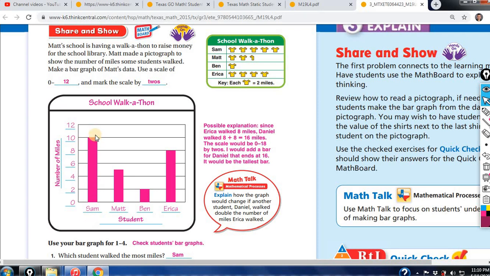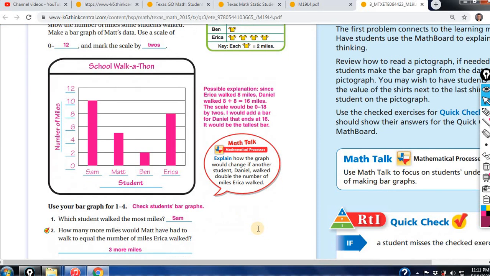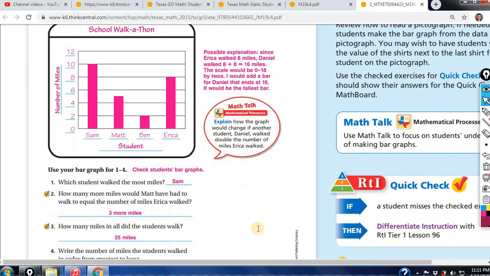So Sam, 10. Matt did 5. Ben did 2. And Erica did 8. This is what your bar graph should look like. So this is the number of miles and the students. Okay, so make sure you have your data here because that's going to count. Okay. So now we just look at questions.